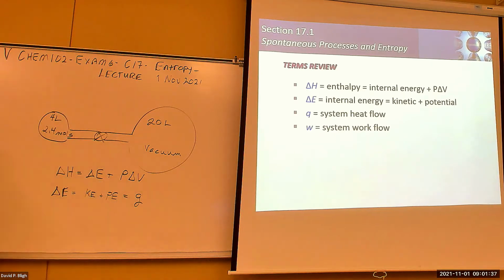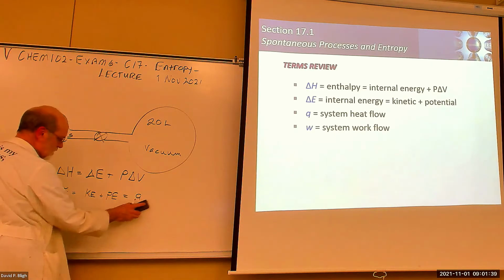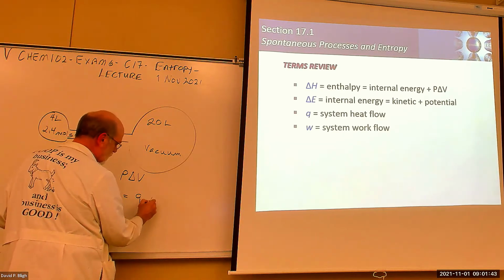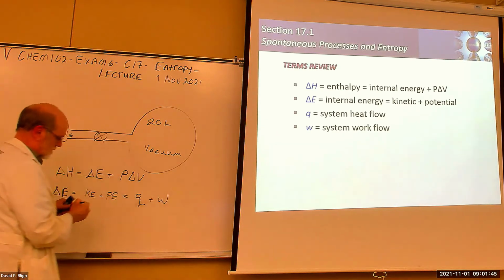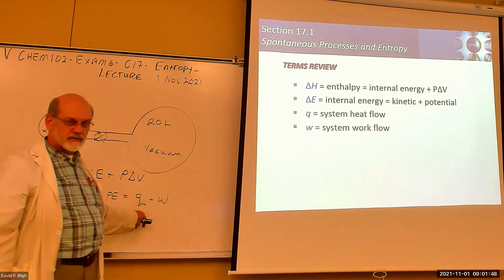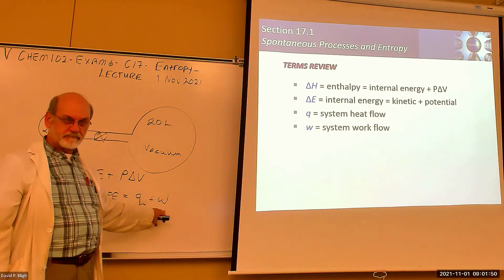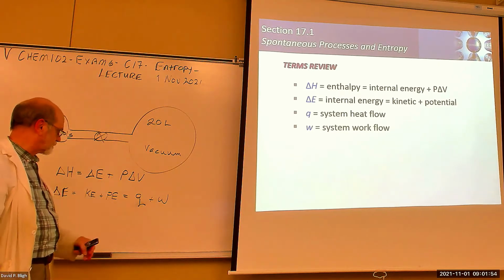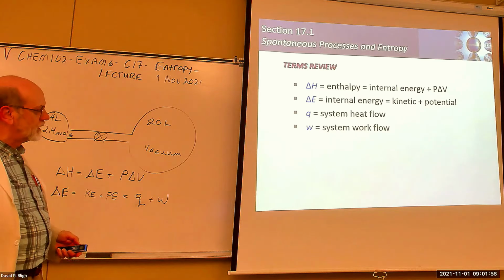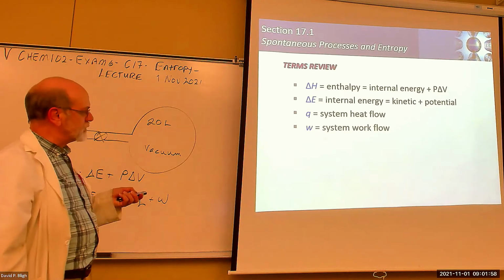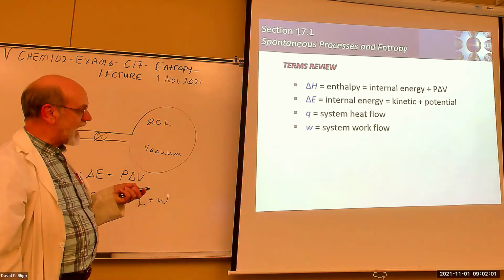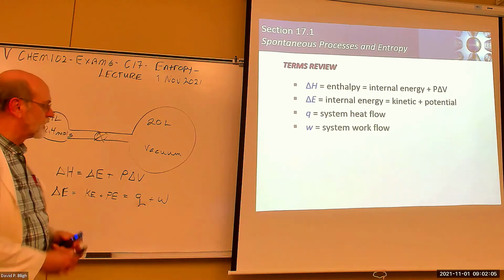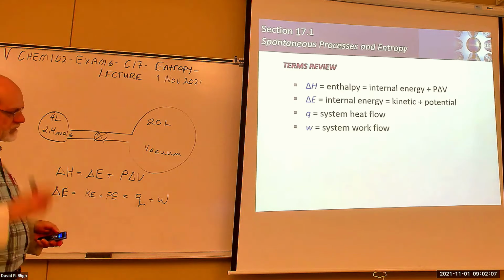Let's see. That looks too much like a G. It's Q plus W, right? Any heat movement plus any work done is delta E. So we can look at it two different ways, and I just defined these two: actual heat movement or actual work done. Okay, so now we've got those refreshed.